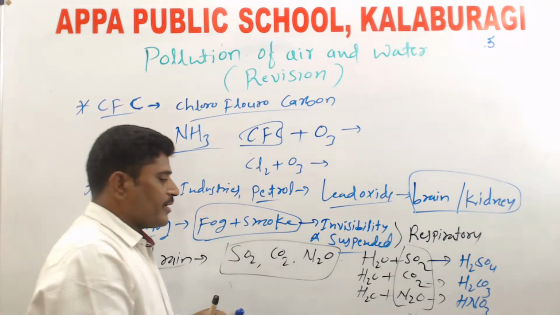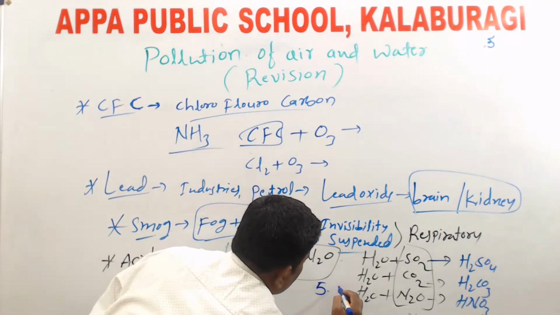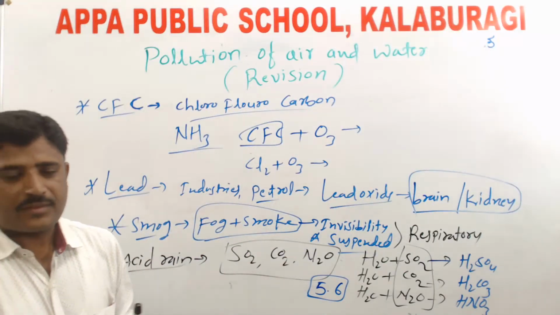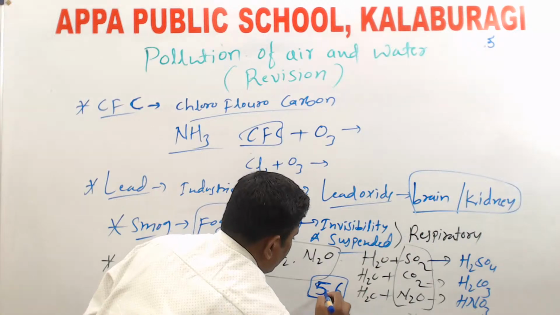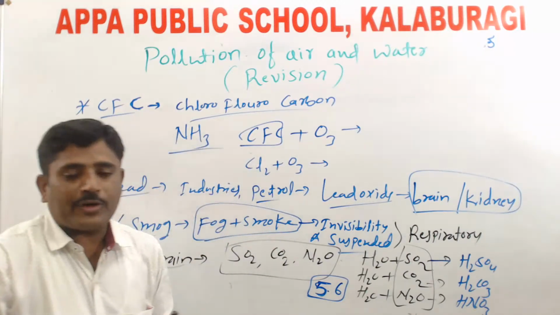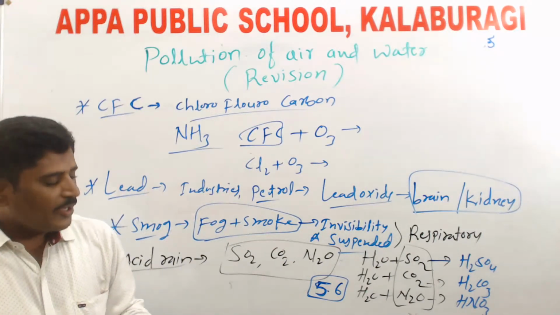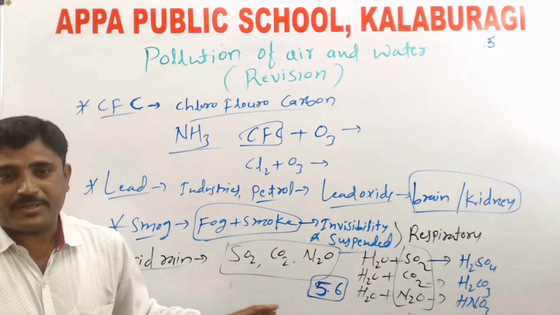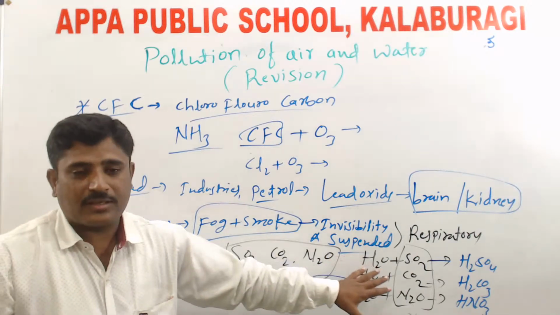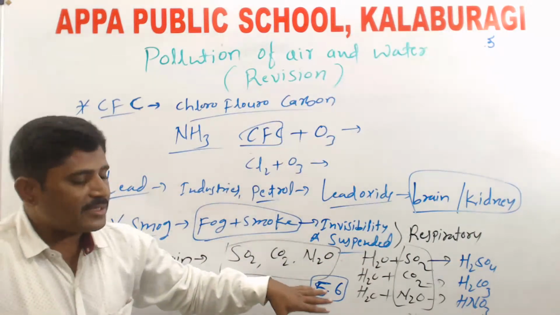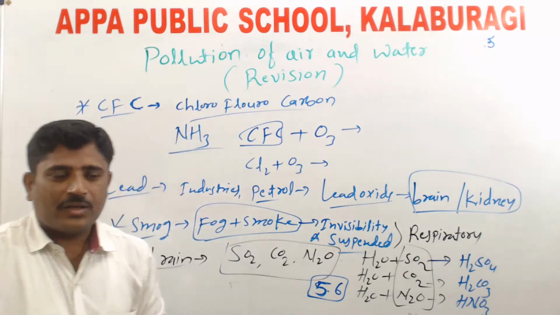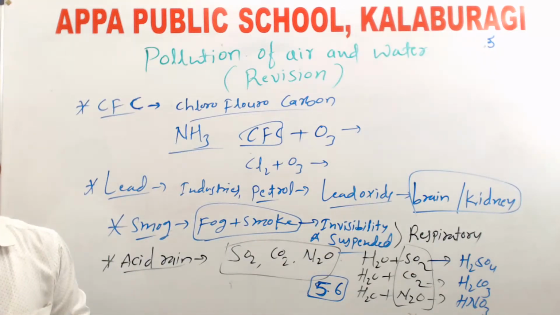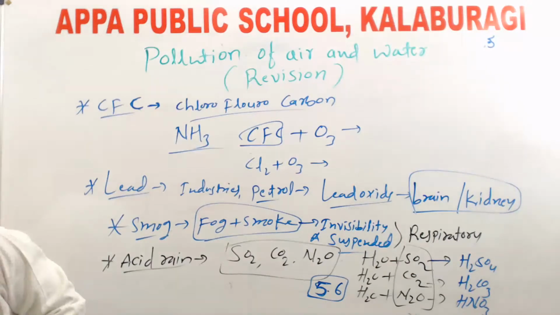The pH of acid rain is below 5.6. If it is above that, it is quite basic, not completely basic. Then we can say it is acidic. This is about acid rain. What are the effects of acid rain? Let us see them one by one.